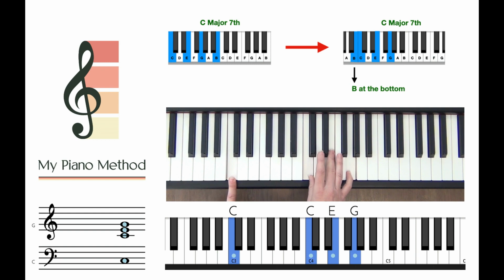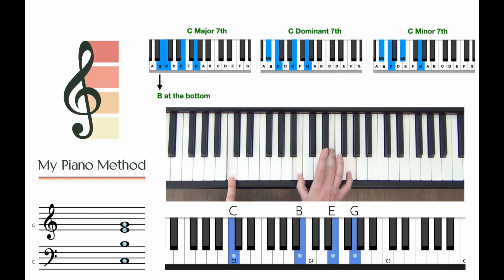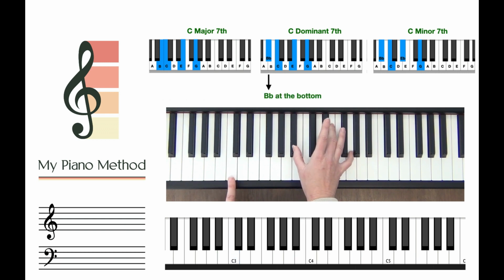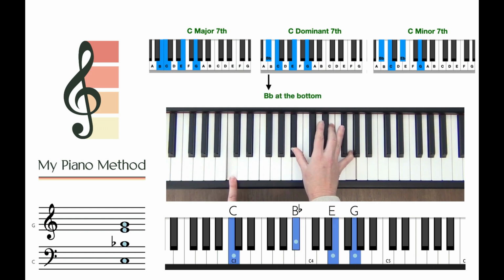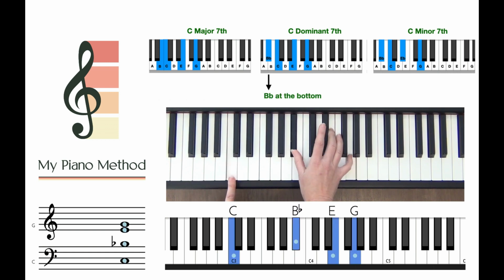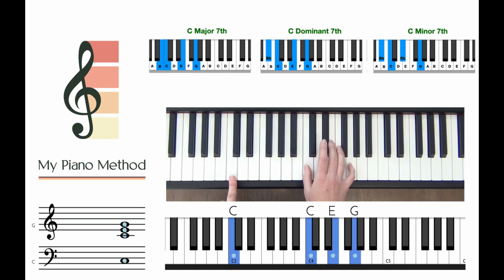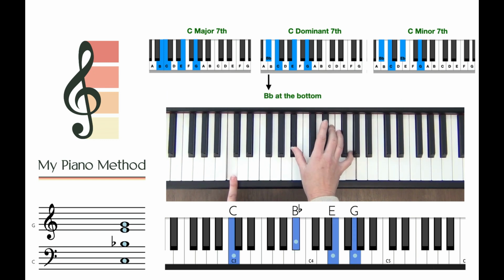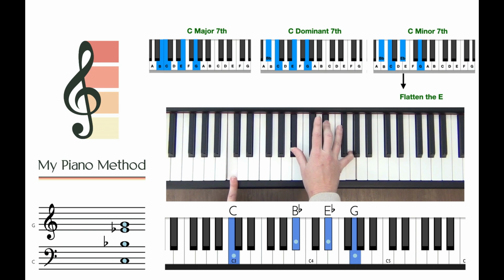So this is your C major triad chord. Drop your thumb half a step and you have major 7th. Drop it another half a step, you have dominant 7th. And then if you move that E down half a step, you have minor 7th. So that's just another way of practicing. Triad, major 7th, dominant 7th, minor 7th. And that's just going to take some time and practice.